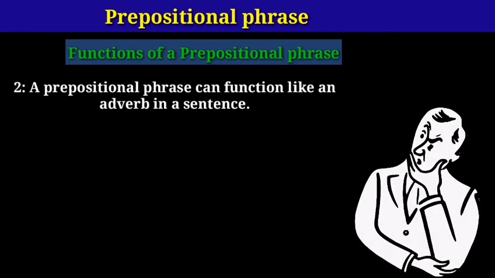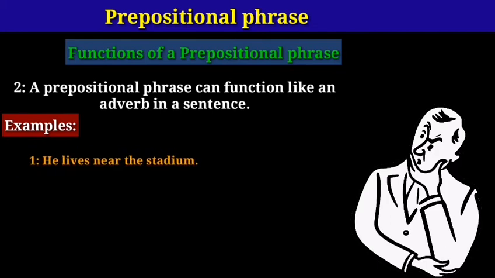A prepositional phrase can function like an adverb in a sentence. It means that a prepositional phrase can also function just like an adverb, which modifies a verb, another adverb, or adjective. For example, he lives near the stadium. In this sentence, near the stadium is a prepositional phrase. But if you ask yourself where does he live? Near the stadium. So here near the stadium is a prepositional phrase, but it functions just like an adverb because it modifies the word lives.